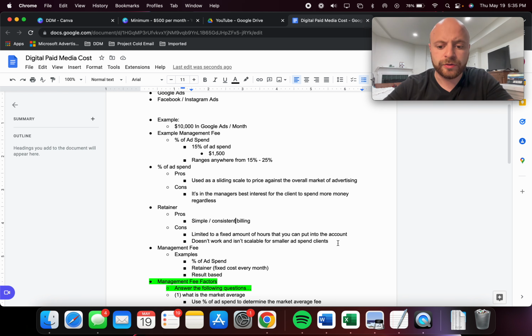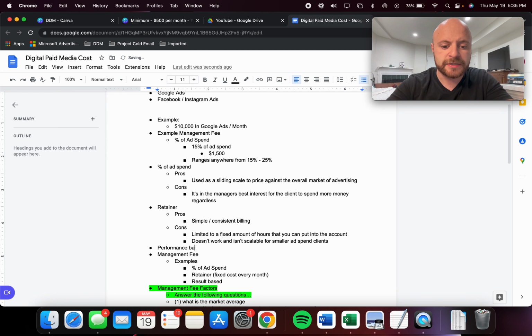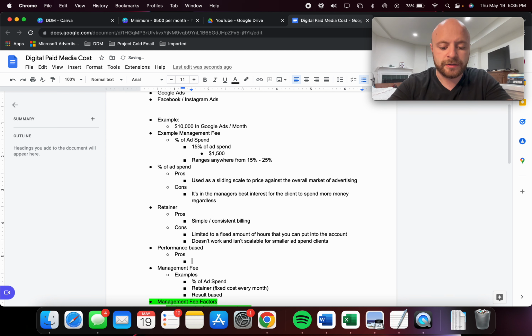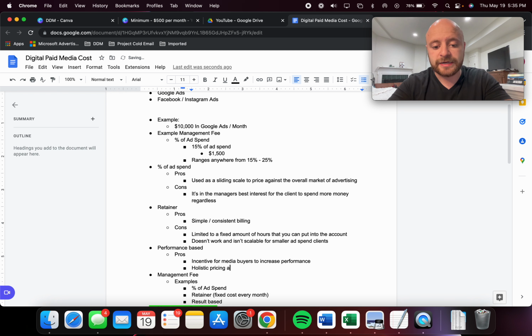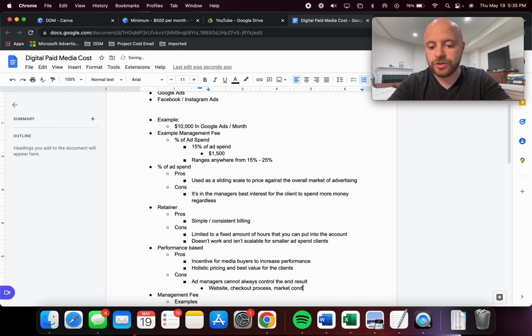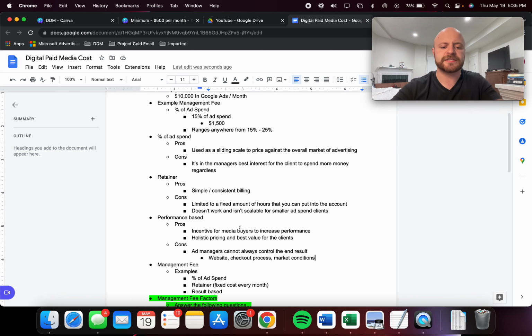What's the other one I didn't include? Performance-based. The pros to that would be you have an incentive for media buyers to increase performance. That's the big one. Holistic pricing and best value for the clients. But the cons are ad managers cannot always control the end result. If you don't have control of the website, checkout process, or market conditions, you need to get paid regardless. That's the biggest con for performance-based.